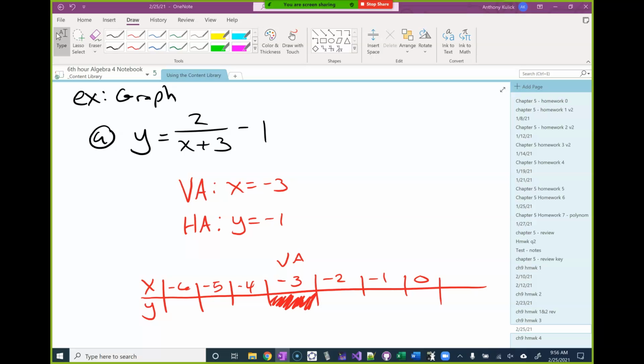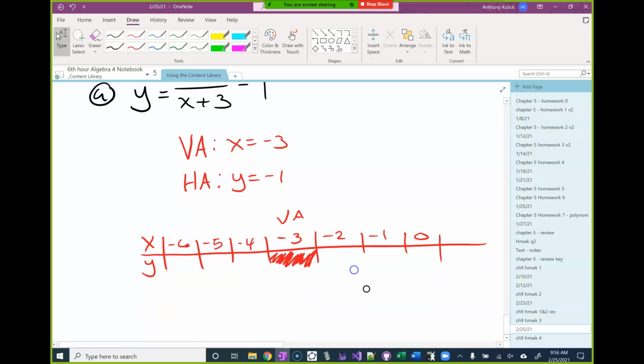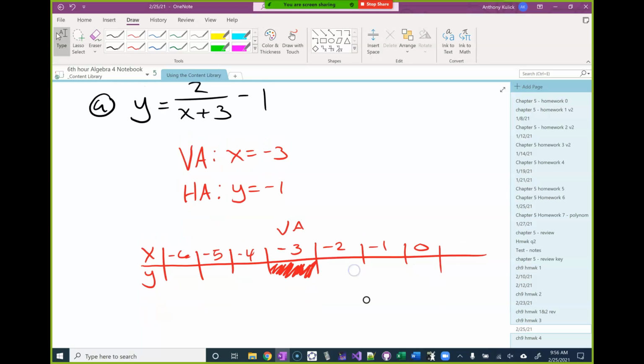Now, how do you find the y-coordinates once we've picked the x's? You just plug them into the function, right? So -4 plus 3 is -1. 2 divided by -1 is -2. And -2 minus 1 is -3.